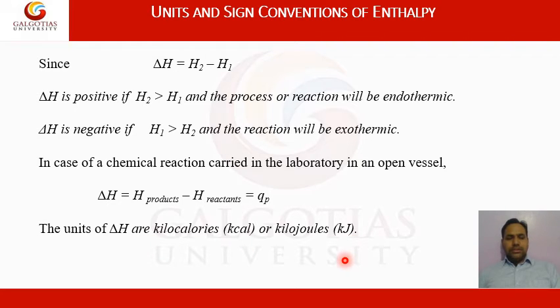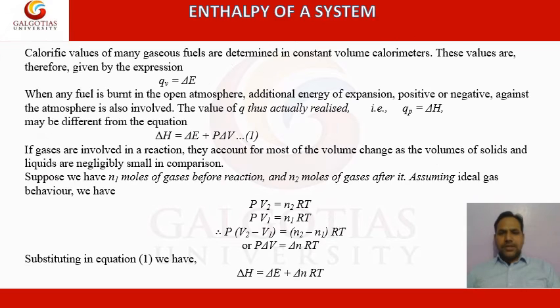In the symbol of delta H, enthalpy H is the sum of the internal energy E and the product of the pressure P and volume V of the system. H is equal to E plus PV, according to the law of conservation. Here we are showing the sign convention of enthalpy of a system.